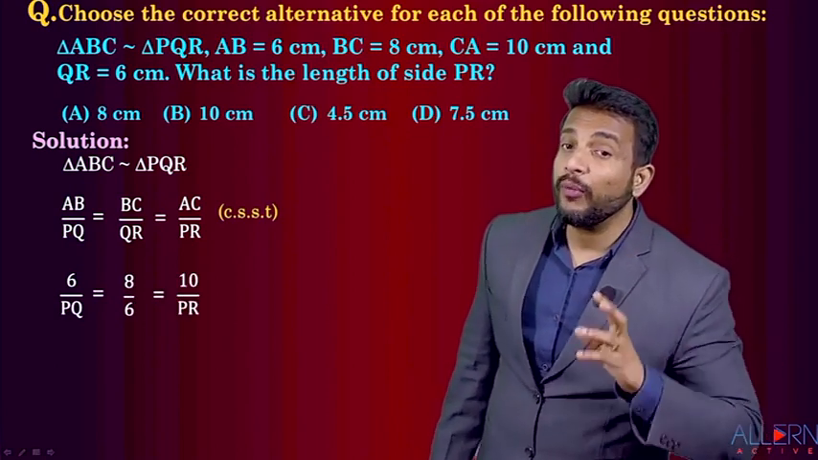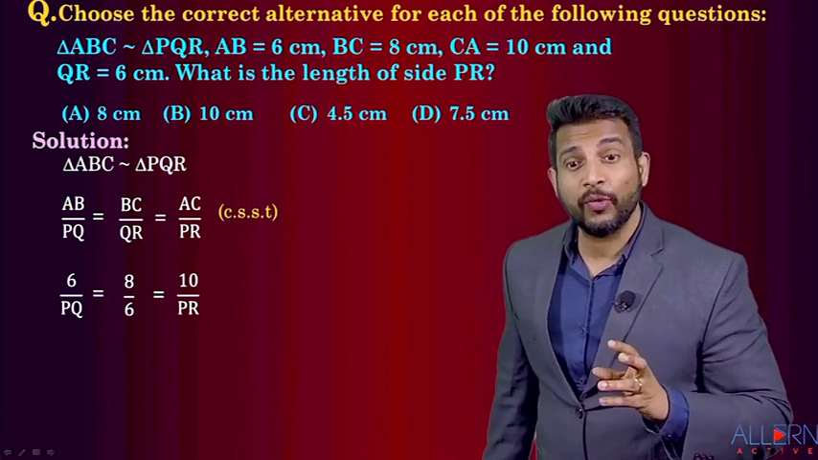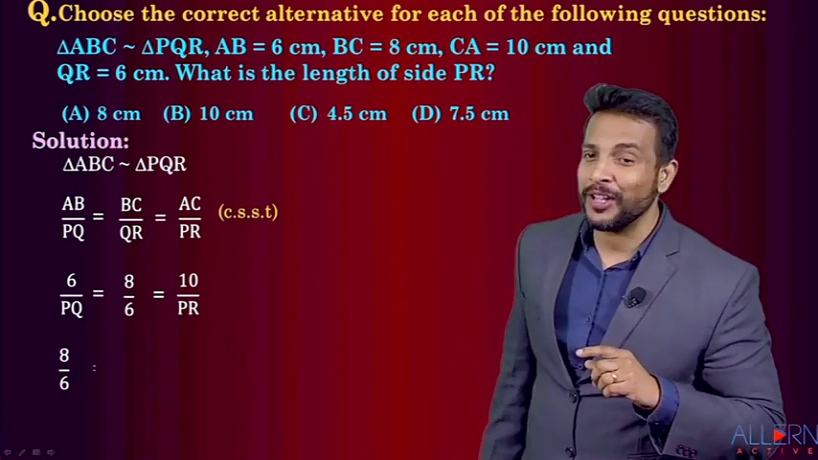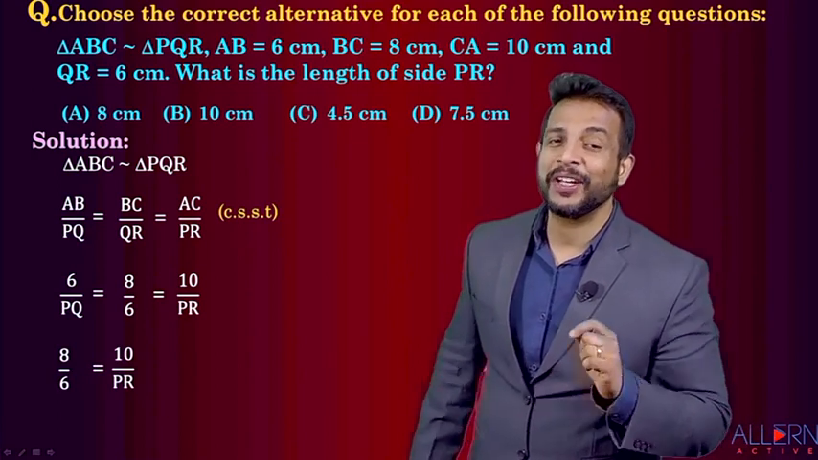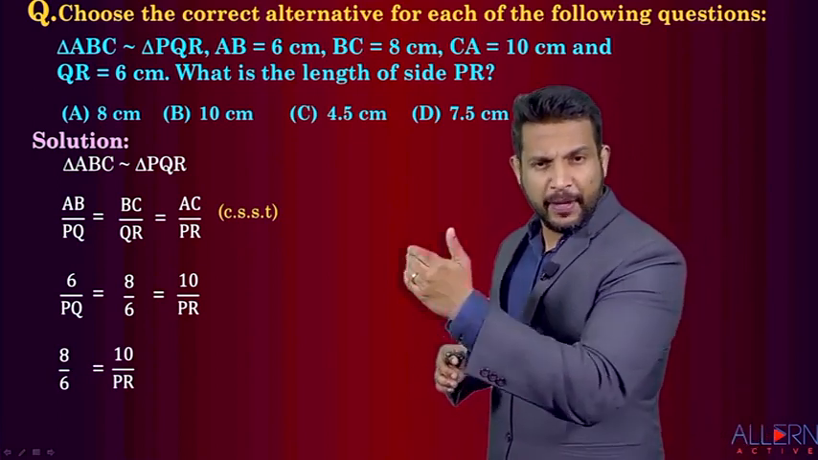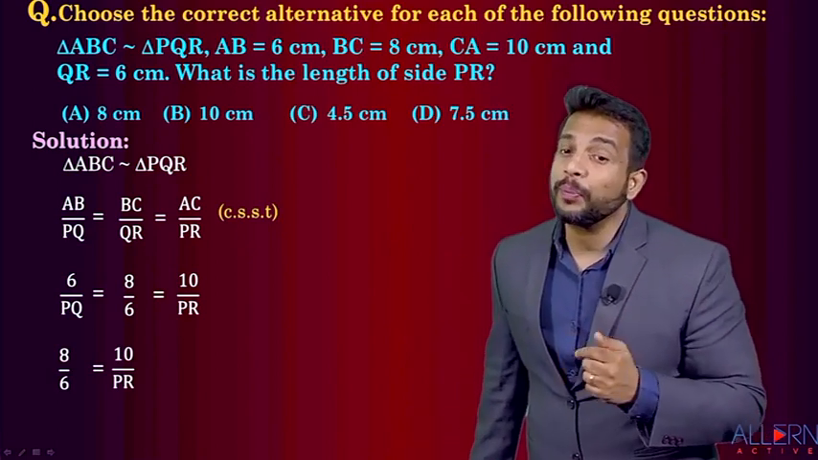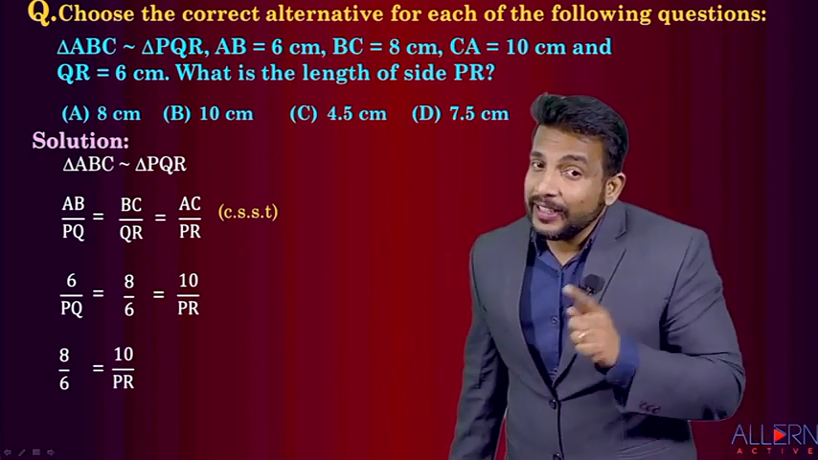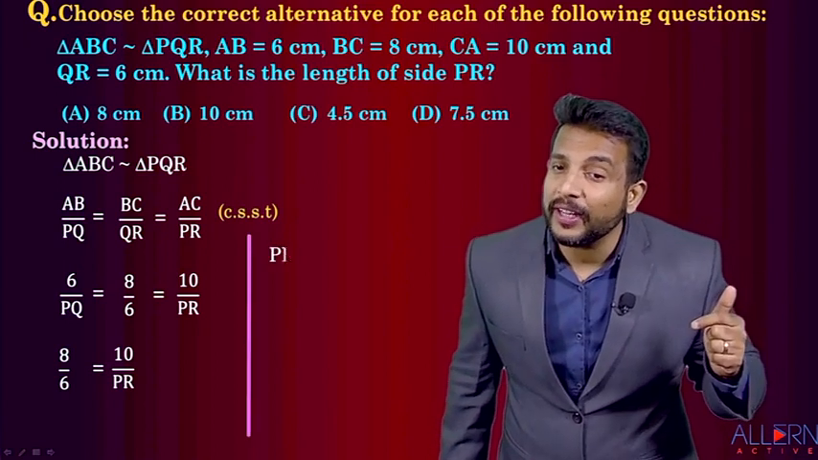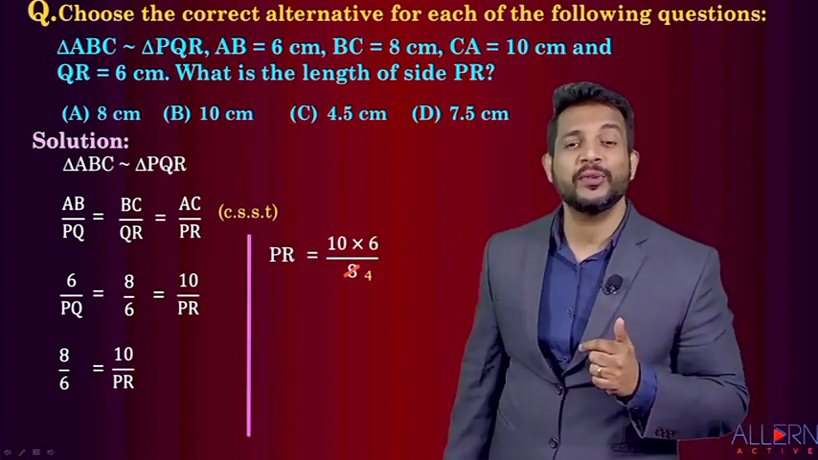Now what do we want? We want the value of PR. So for that we can take the second and the third ratio equal, right? 8 upon 6 is equal to 10 upon PR. Cross multiply, take PR onto the left hand side there in the numerator, right? Everything else come on the other side. So PR goes there, 10 is here, 6 comes in the numerator, 8 goes in the denominator. That means we'll say PR is equal to 10 into 6 upon 8.